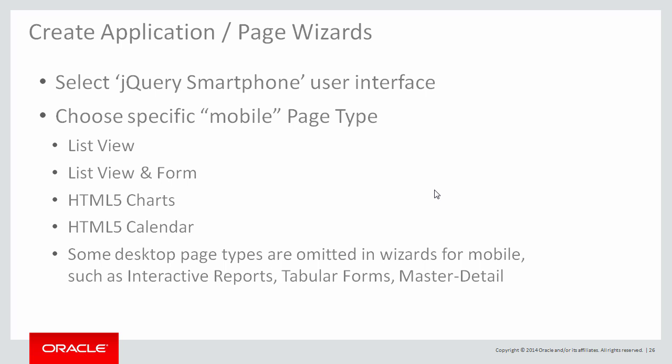Within Application Express, we provide a number of wizards. The Create Application Wizard and Page Wizards determine, based on the user interface that you're using, what components are available. So if you're creating a mobile page, then it will come up with mobile specific page types such as list views and forms. One of the key things with a mobile application is that the way you design your application needs to be designed for a small form factor, and that's why things like lists are very important.